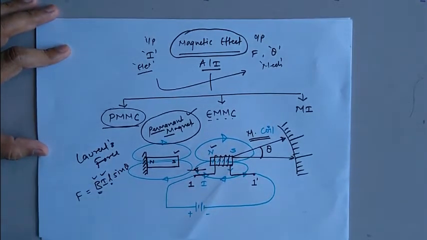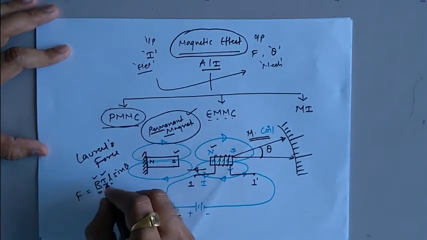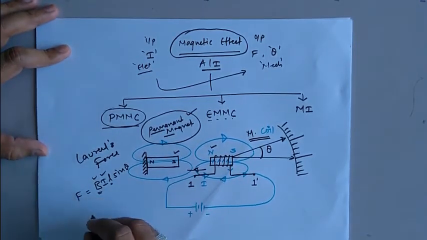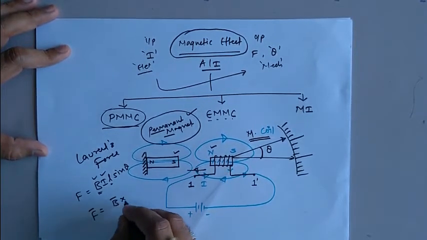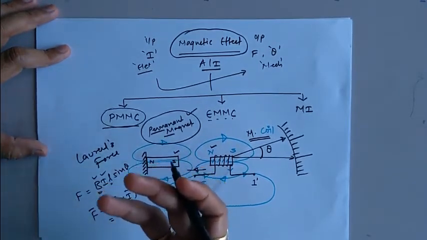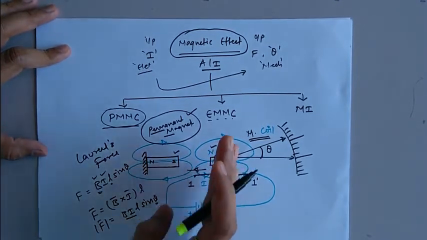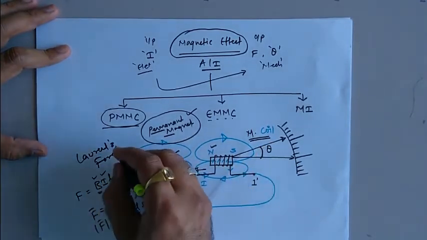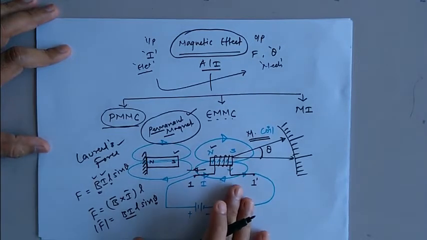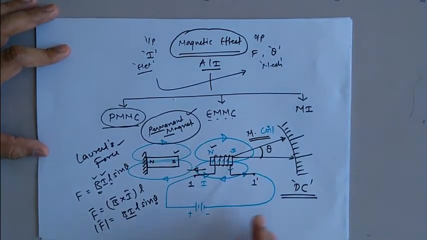If you see this mathematical equation, we have only two vector quantities. The first one is B and the second one is I. So in vector form I can write this equation as F bar equals B bar cross I bar multiplied by L. If you want to calculate the magnitude of that force, I can write BIL multiplied by sine theta, where theta is the angle between B and I. So the permanent magnet moving coil instrument works on the principle of the Lorentz force equation, and from this explanation it is very clear that PMMC instruments are only used for the measurement of DC quantities, because here I have connected a battery of voltage V.